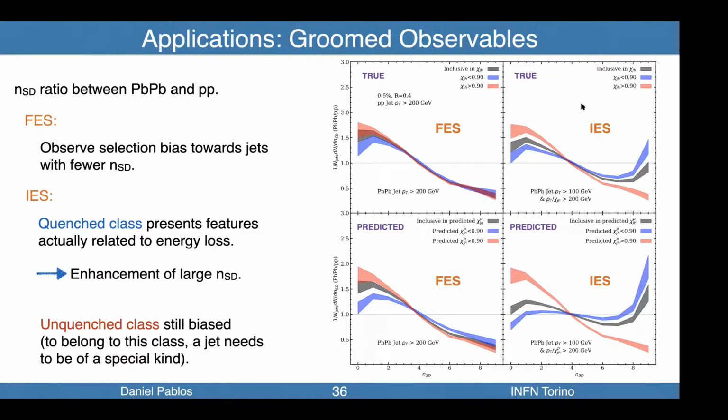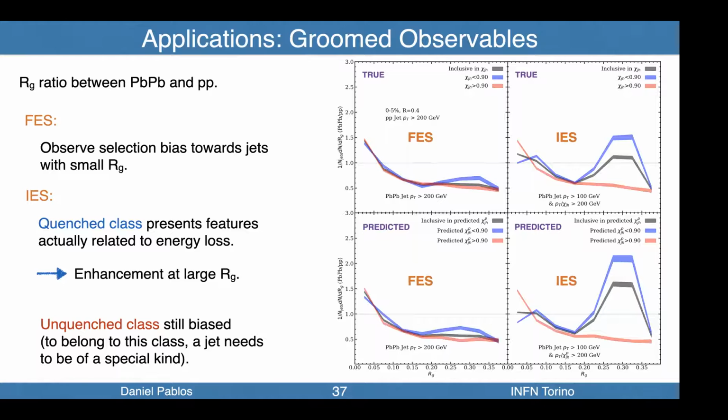If instead we use the initial energy selection, you see that the unquenched class is, of course, guys that have fewer splittings, otherwise they wouldn't belong to the unquenched class. But the quenched class now features many jets that have a chi of 0.5, 0.6, considerable energy loss. And in here, you start seeing this excess in the number of subdrop splittings.